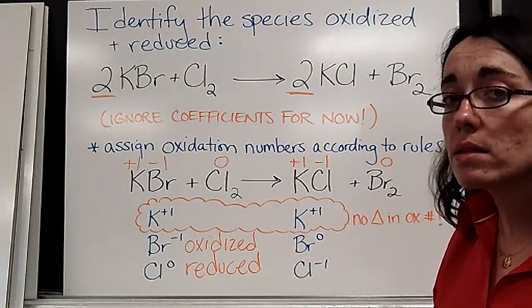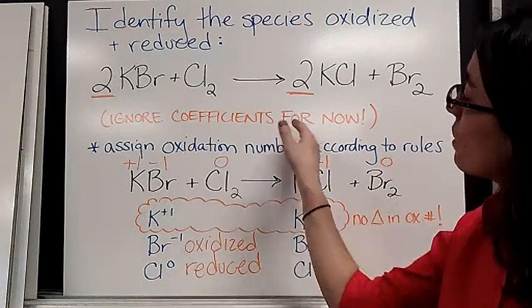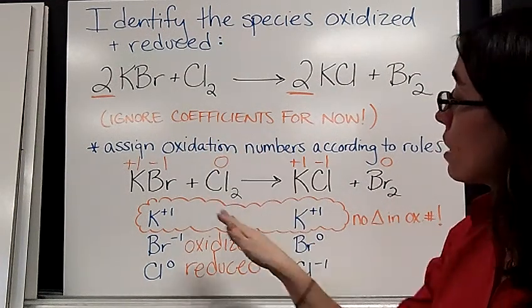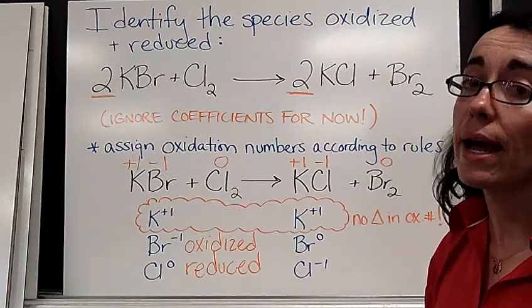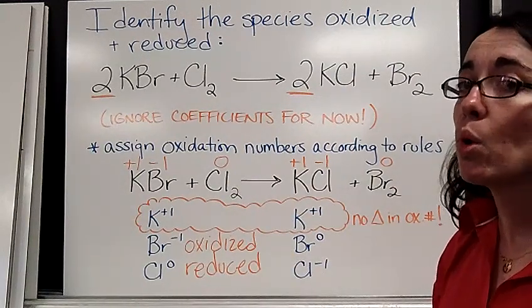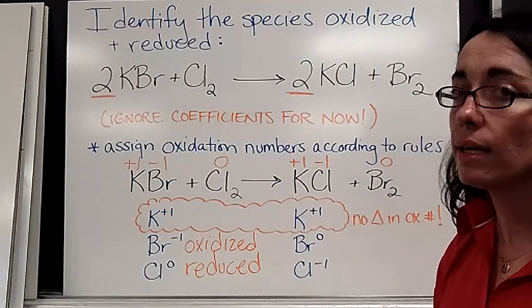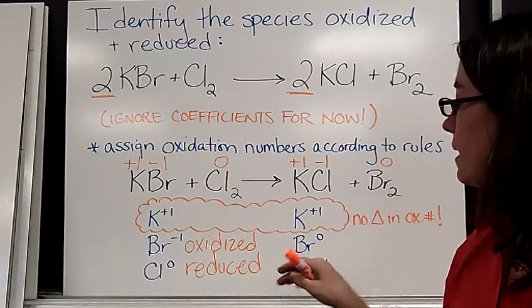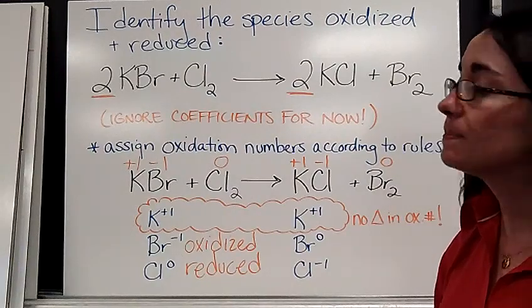So I used exactly the same strategies. I ignored the coefficients, just put those out of your head. I then assigned oxidation numbers and then examined how they change through the reaction. Something that gets more positive gets oxidized, and something that gets more negative gets reduced.